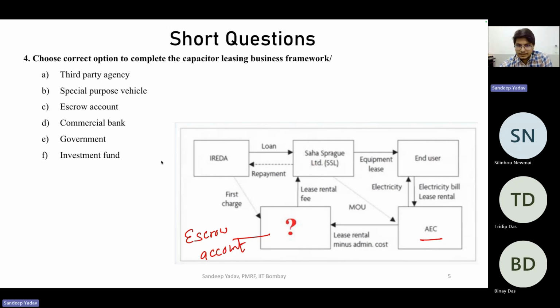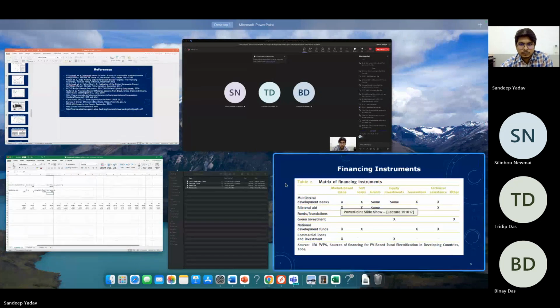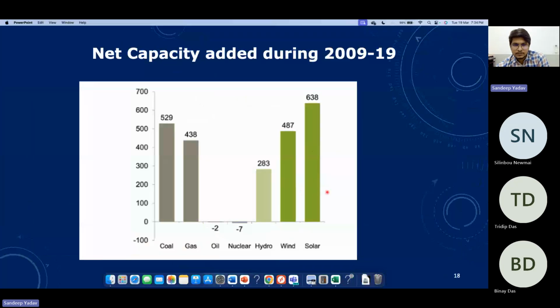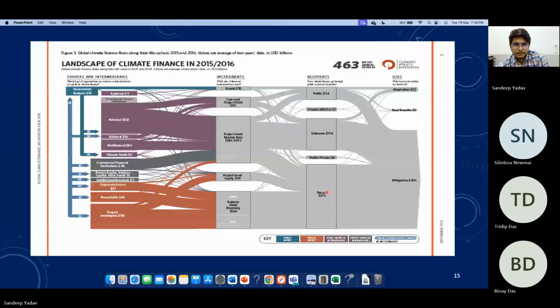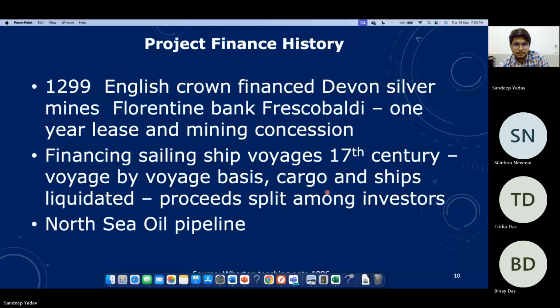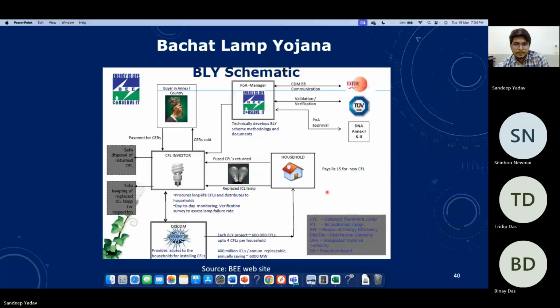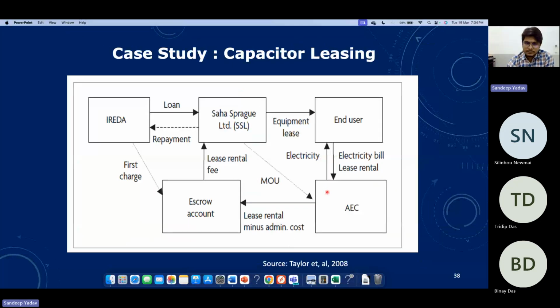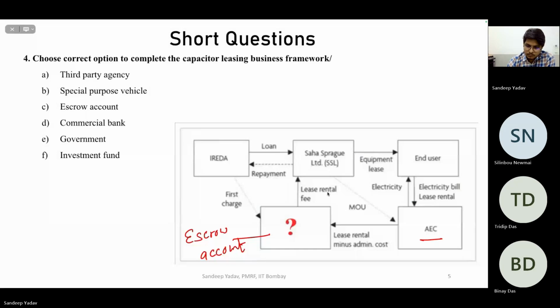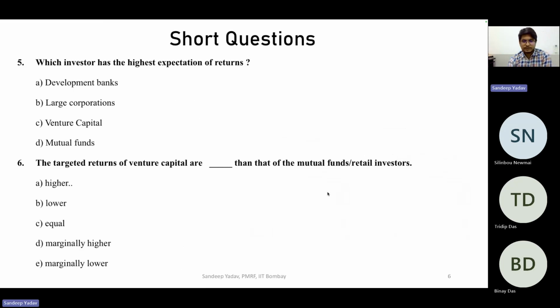Hope you remember the slide that we have just covered. Just show it to you. So if you have seen this one, yes, this was the thing that we have covered. So let's move ahead. Right option will be the escrow account. Let's move ahead to question number 5.